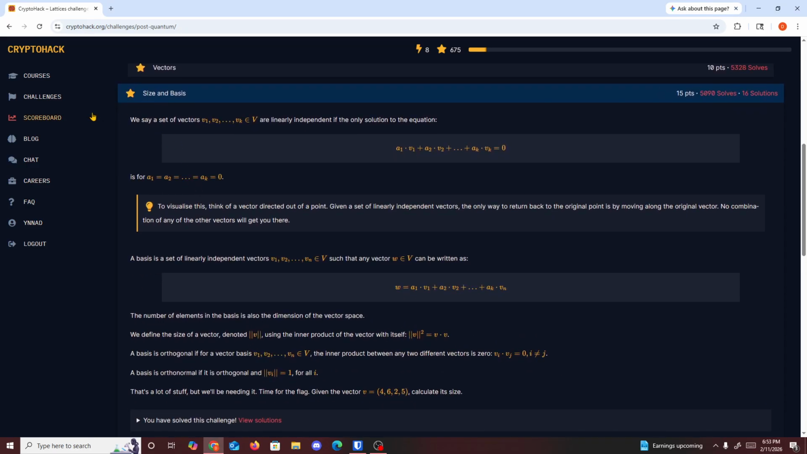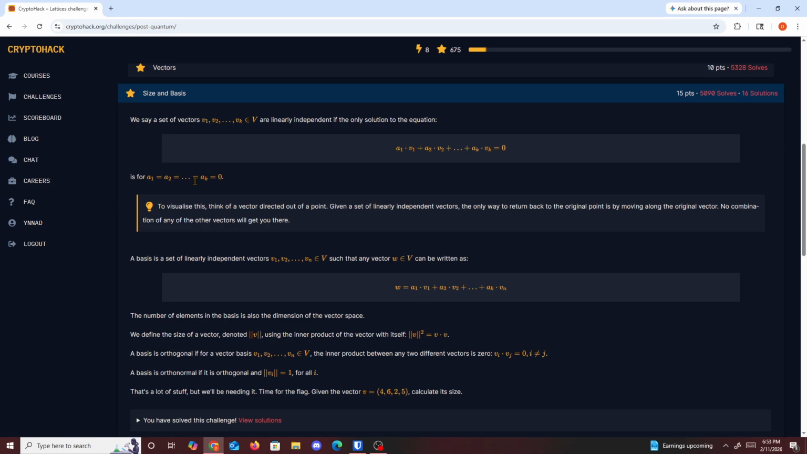So it says we say a set of vectors v1, v2, ..., vk are linearly independent if the only solution to the equation is a1 = 0, a2 = 0, ..., ak = 0. To visualize this, think of a vector directed out of a point. Given a set of linearly independent vectors, the only way to return back to the original point is by moving along the original vector. No combination of any other vectors will get you there.